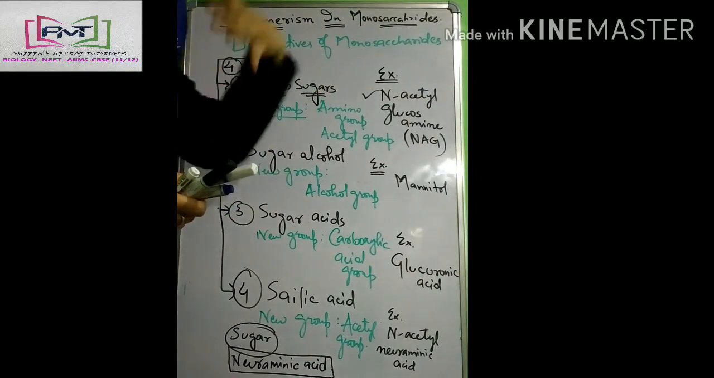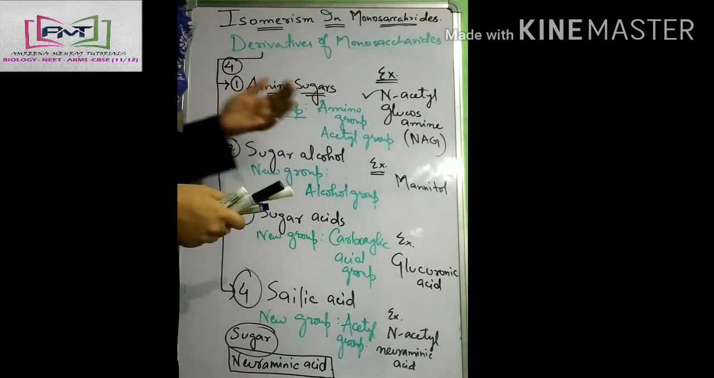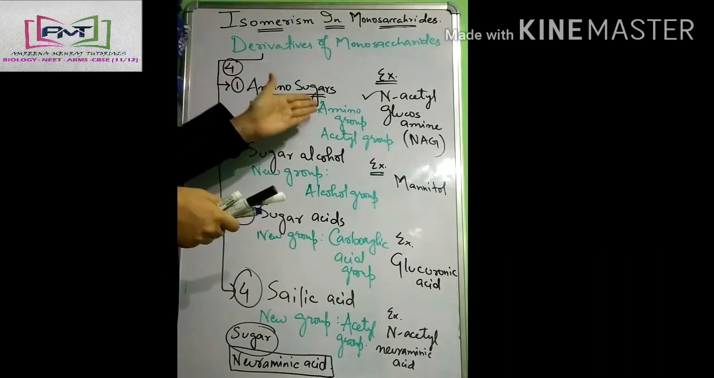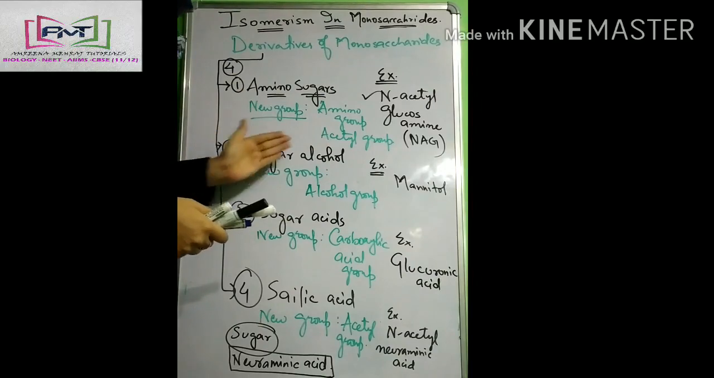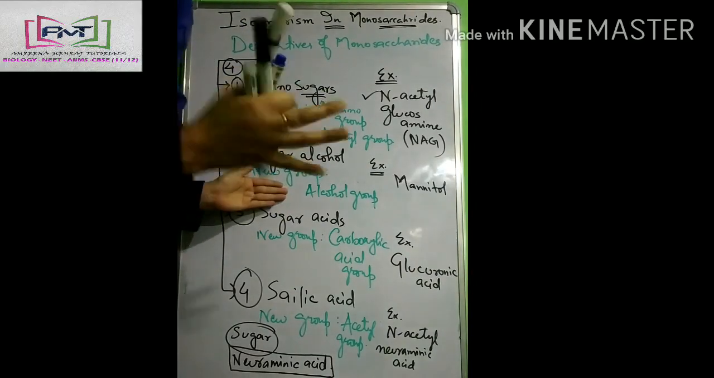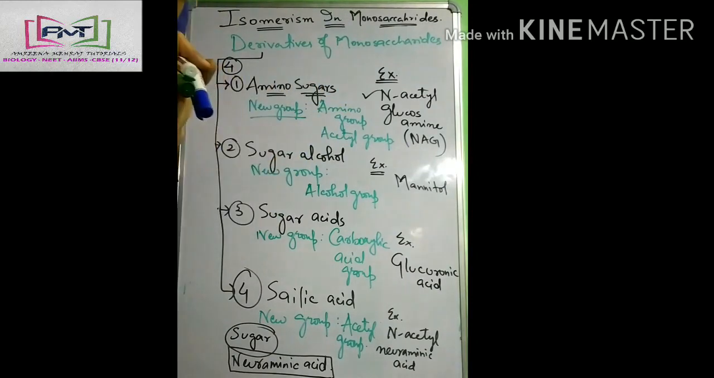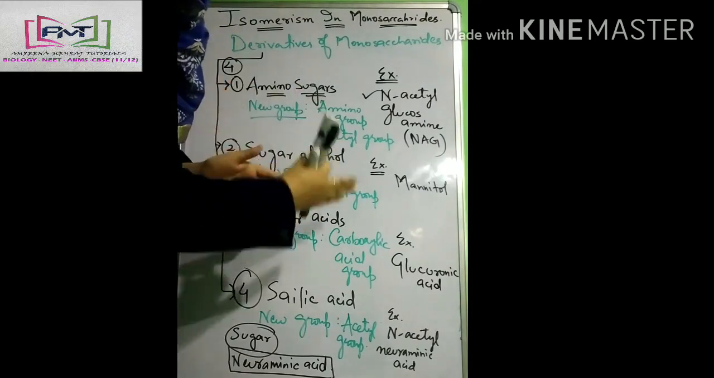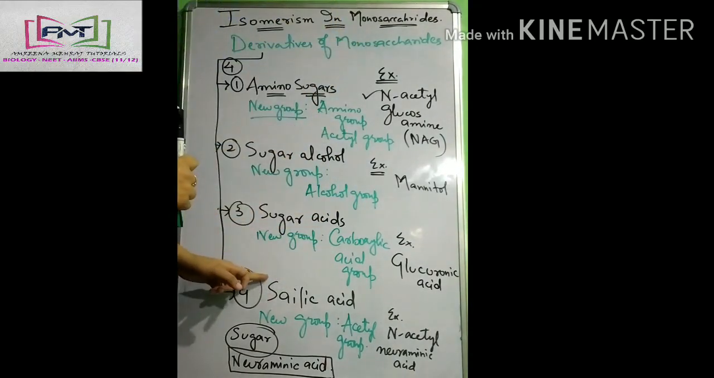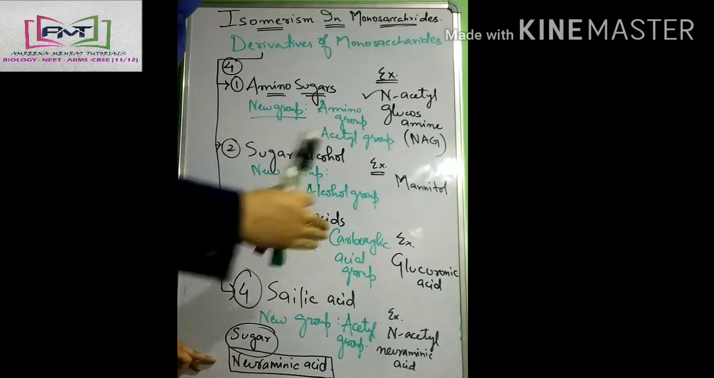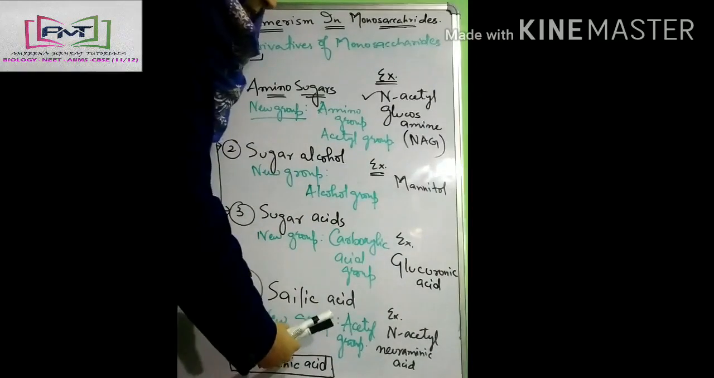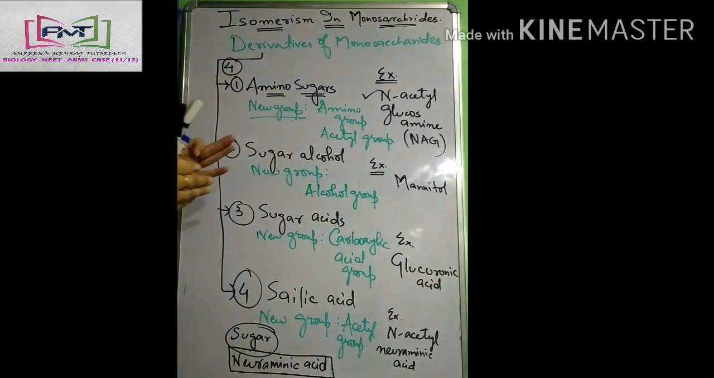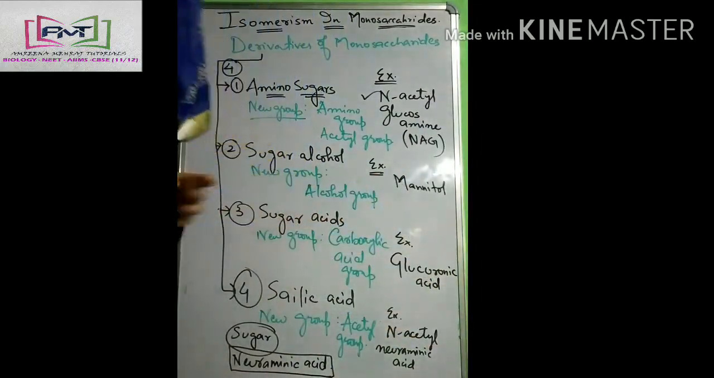You have 4 modified or derived monosaccharides: amino sugars, sugar alcohols, sugar acids, sialic acids. Amino sugars have an amino group and acetyl group. Sugar alcohols have alcohol groups, no more having any functional group, it's only having alcohols. Sugar acids have the basic functional group present, but other than that, you have a carboxylic acid group. Sialic acids are derived from muraminic acid, which is a normal sugar. But that muraminic acid gets an acetyl group attached to it and they become sialic acid. Best example is N-acetyl muraminic acid.